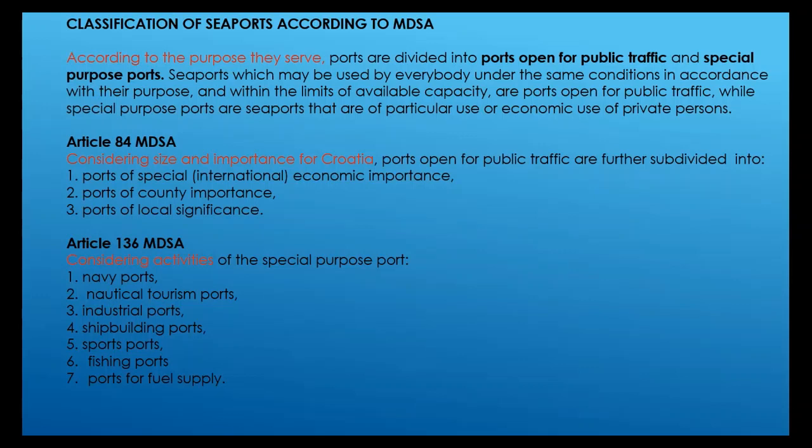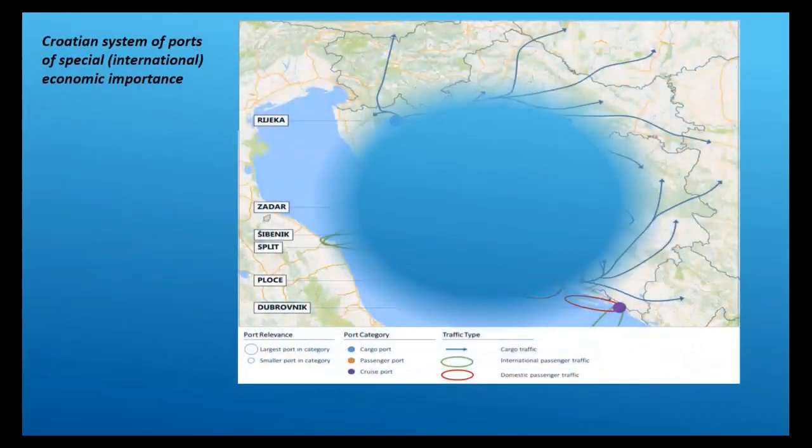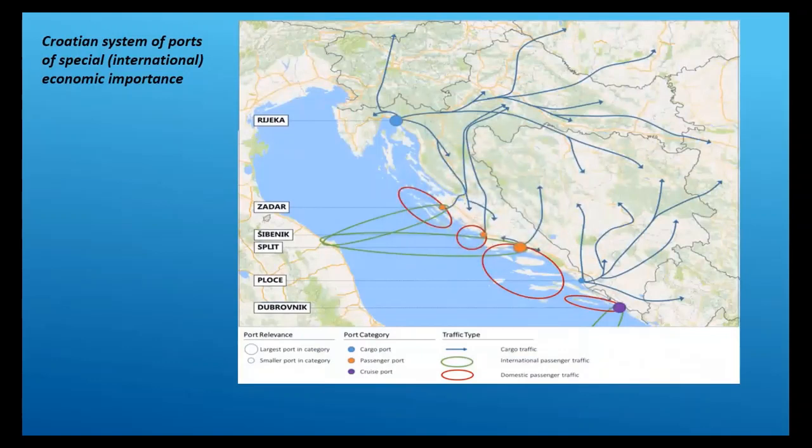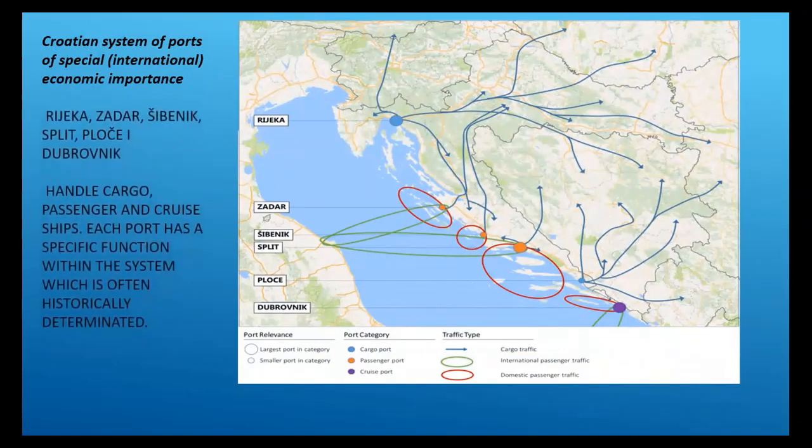Also, considering activities, special purpose ports are further subdivided into navy ports, nautical tourism ports, industrial ports, shipbuilding ports, sports ports, fishing ports, and ports for fuel supply. This is according to the new Maritime Domain and Seaports Act. And let's mention some facts about the main Croatian seaports.